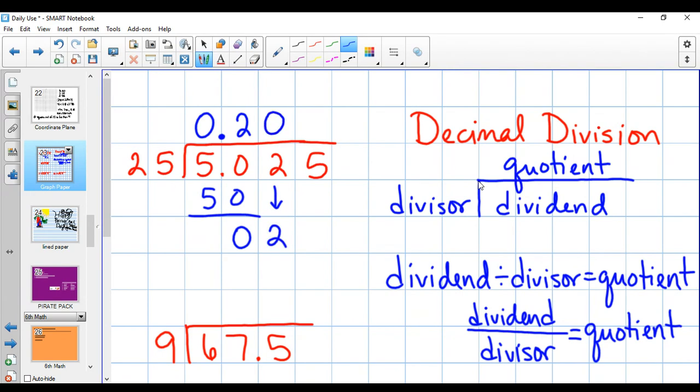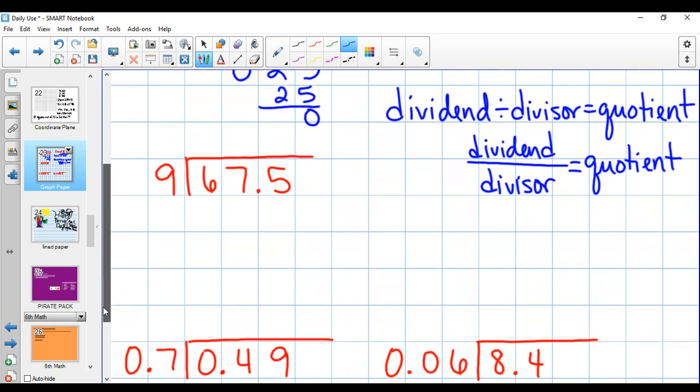No. I have to make sure I put that 0 up top so I don't lose track of my place value. Bring down the 5. Will 25 go into 25? Yes. 1 time. 1 times 25 is 25. And I have solved the problem. My quotient is 0 and 201 thousandths.